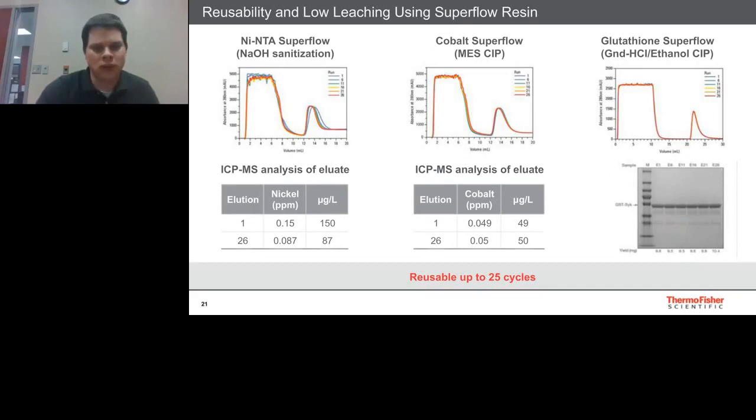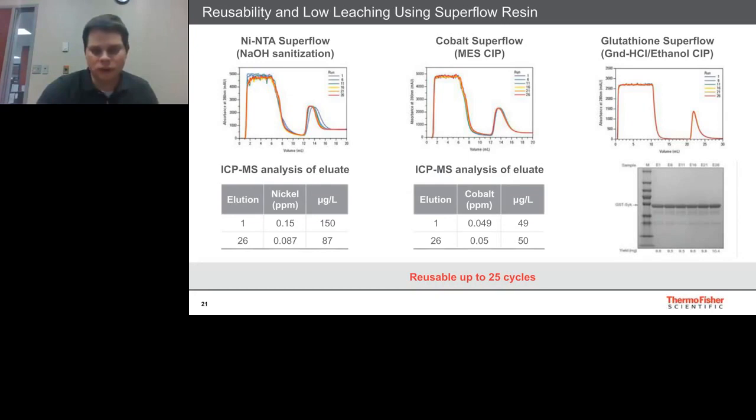Reusing columns packed with superflow resins is possible, generating additional cost savings. Nickel NTA superflow resin tolerates sanitization and clean in place with 0.5 molar sodium hydroxide for a total of 26 runs without significant loss of performance. Cobalt superflow does not tolerate stringent clean in places, but typically only requires a low pH MES buffer clean in place. No decrease in protein yield, purity, or increase in back pressures were observed after 25 cycles.